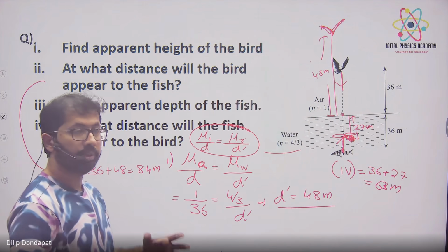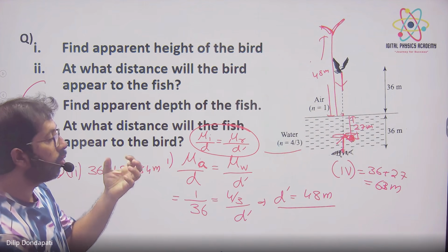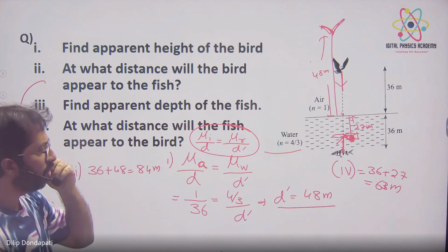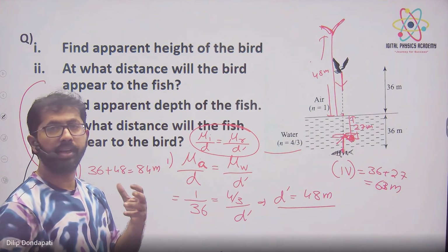So your responsibility is to find what? Who is the object? Take the ray from the object. Simply use mu I by d is equal to mu R by d dash.